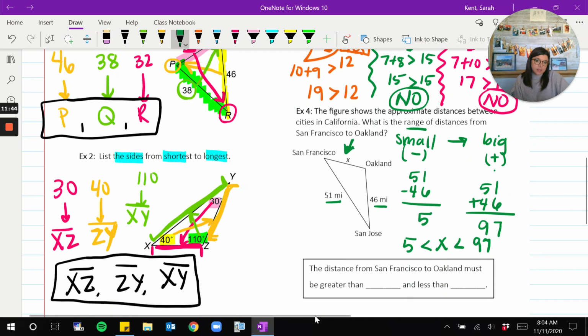So the distance from San Francisco to Oakland must not be greater than 97. It needs to be smaller than 97. And it cannot be less than 5. So we know it's got to be between 97 and 5.